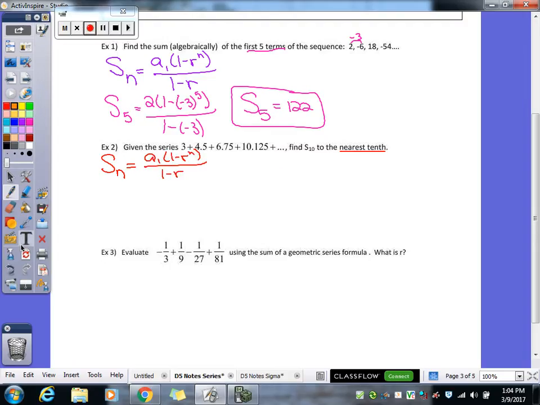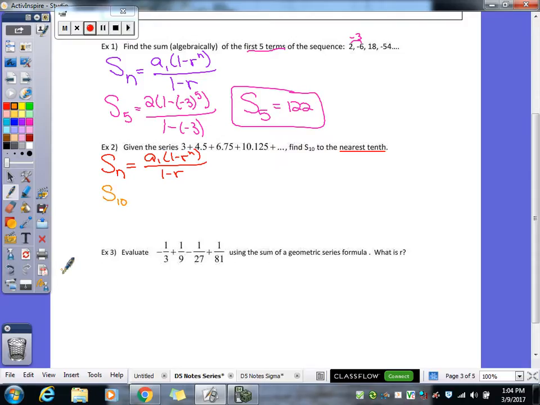So S sub n equals A sub 1 times 1 minus r to the n all over 1 minus r. Nope, that one's given to us. The only one you have to memorize is the arithmetic series formula. So we're going with an n of 10. They told us to find the sum of the first 10.